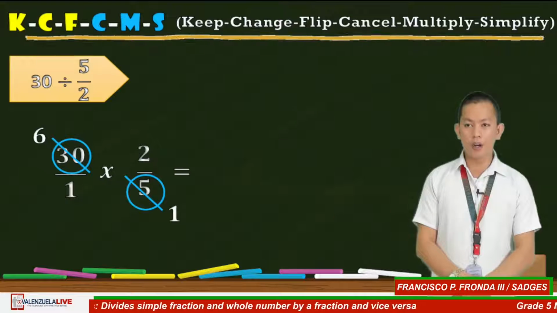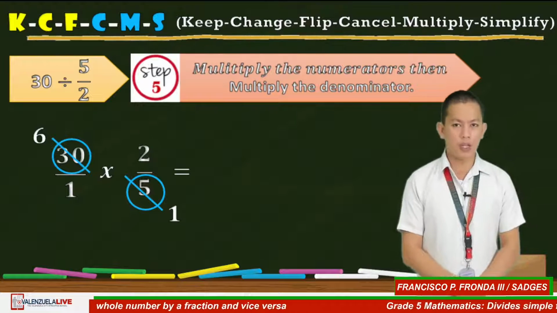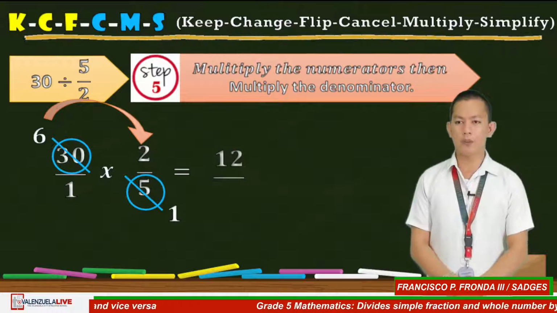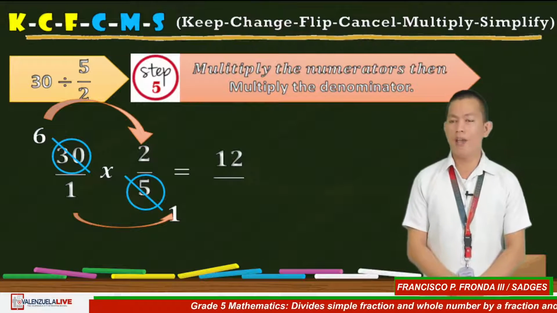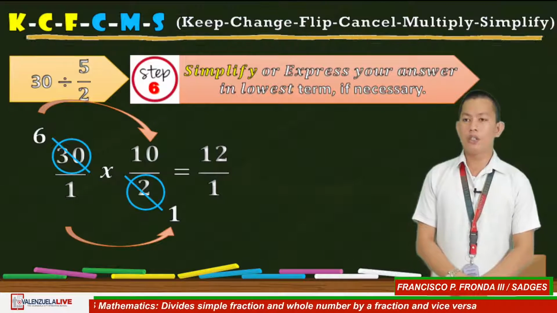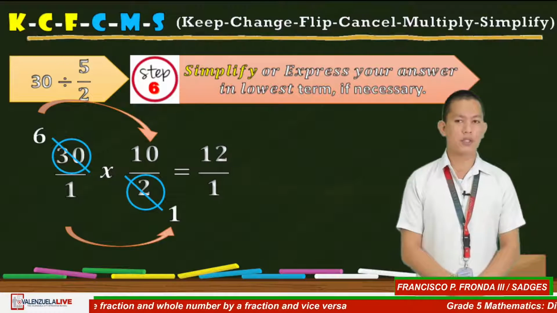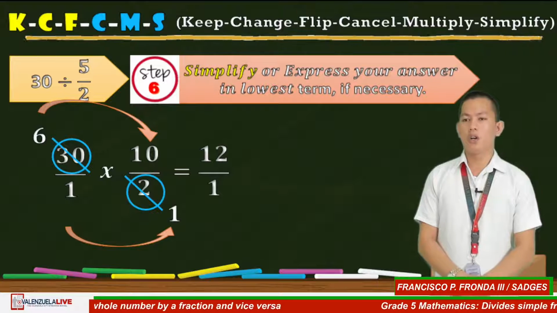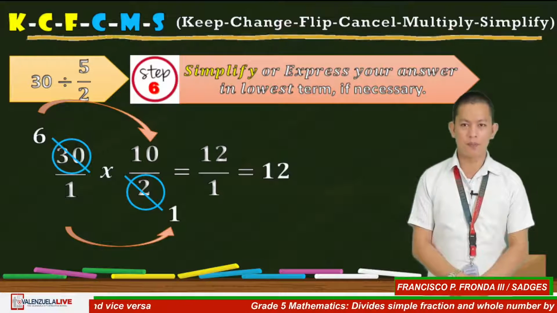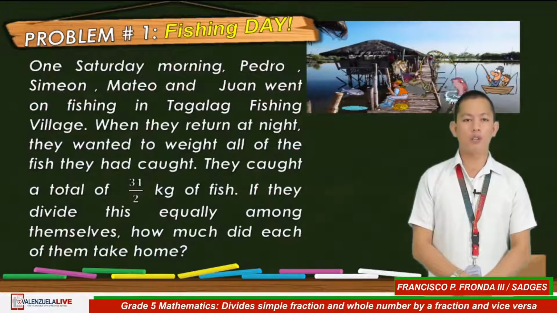Then step number 5, you're going to simply multiply the numerators, then multiply the denominators. So let's multiply 6 times 2, the answer will be 12. Then 1 times 1, the answer is 1. Then proceed to step number 6. This would be letter S, or simplify, or express your answer in lowest term if necessary. So 12 over 1, we can express this as the whole number 12. Okay, very good grade 5 learners. I hope you already know how to divide fractions.